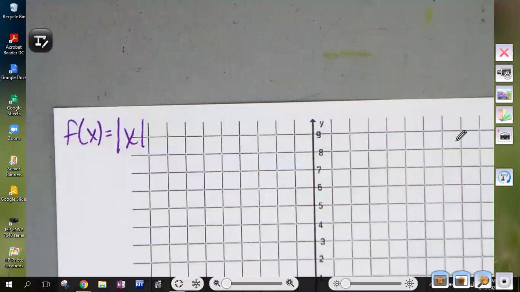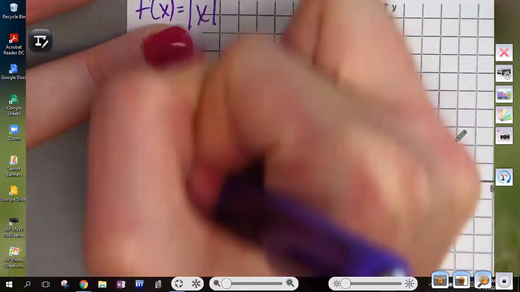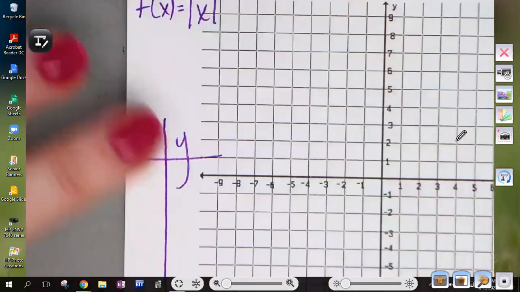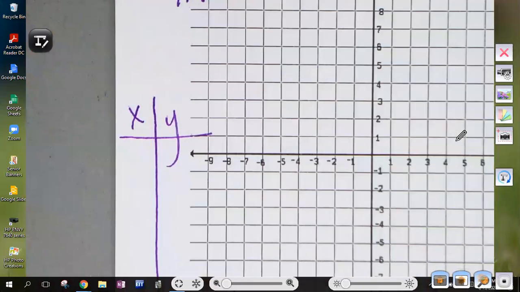So right underneath this, I want you to draw a little X, Y table. You can do this with every equation ever, including really big scary ones that have square roots and exponents and all that jazz.